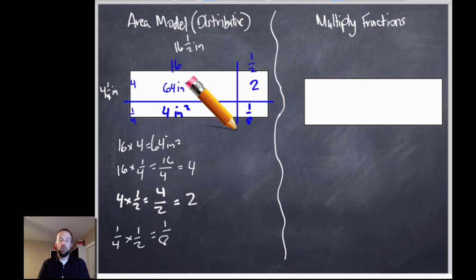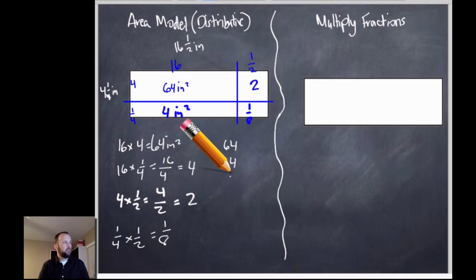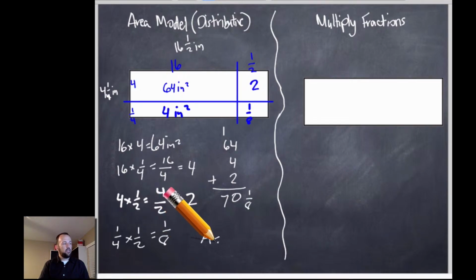So I have those 4 areas now, and now I just have to add up those areas to get the total area of this shape. So I would have to add up 64 plus 4 plus 2, and then I'm going to add the fraction in last. So let's do this first. 4 plus 4 is 8, plus 2 more is 10, and 6 and 1 is 7, and then I still had that 1/8 there, so 70 and 1/8. So my area is going to be equal to 70 and 1/8 inches squared. So that's my total area.